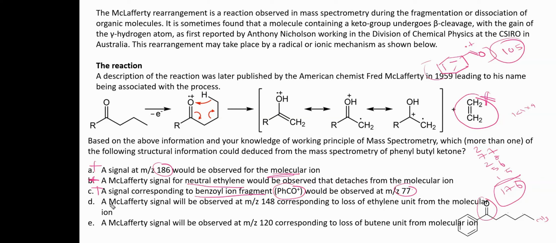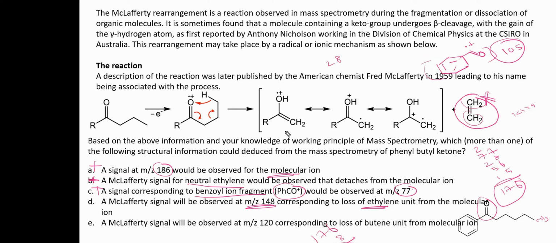So let us look at this. A McLafferty signal will be observed at 148, corresponding to the loss of the ethylene group in the molecule. So now let's look at this carefully, okay? If you lose an ethylene, which is going to be CH2, that is 14, which is 28, right? So if you take 176 and subtract 28, that is 148. So you'll see if you subtract ethylene, it is going to be 148, that is true.